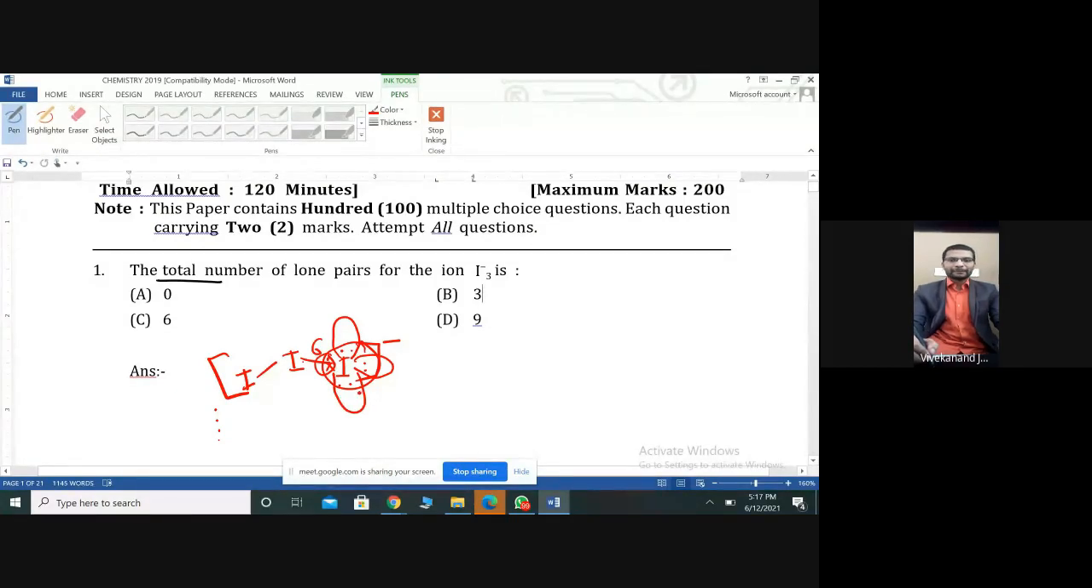What is meant by the lone pair? A pair of electrons which does not take part in bonding is called a lone pair. On this iodine you can see three lone pairs are present. Similarly, on this iodine also we have three. Now just focus over here, we'll check your answer. On this iodine we have three lone pairs, on this iodine also three lone pairs.